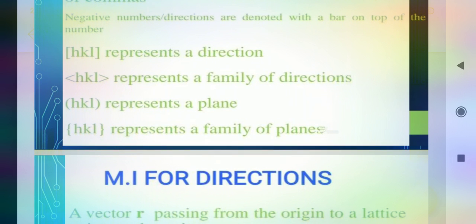Here the Miller indices are represented by certain patterns. The first pattern indicates a direction. The second set of pattern indicates a family of directions. The third set of pattern indicates a plane. The fourth set is a family of planes. Direction, family of directions, plane, family of planes. So like that, we express the different types with different bracket symbols.